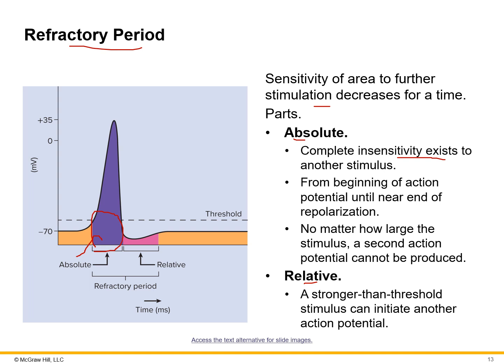Then during the relative refractory, whenever it becomes hyperpolarized, since it's more negative than it is at the beginning, it would take a much stronger stimulus than when the membrane is at rest. So again, if we're down to negative 90, now much more sodium has to rush in before that threshold could be reached. So this is that relative refractory. During this period, it's really hard for another action potential to be generated.